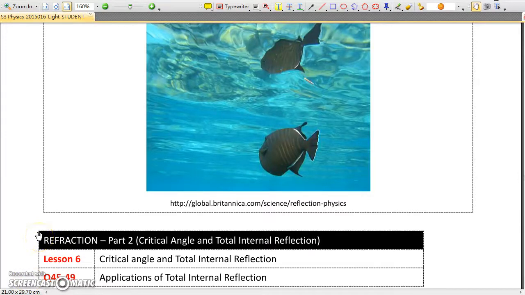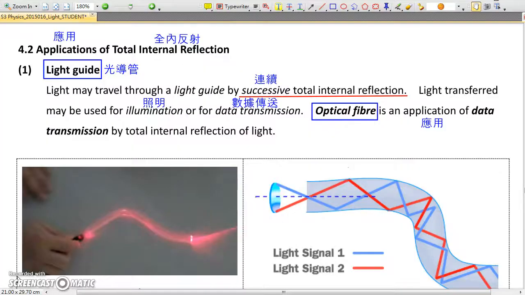Reflection, Part 2. Critical angle and total internal reflection. Let's move on to the second part. Applications of total internal reflection. Here we are going to discuss 4 applications of total internal reflection.